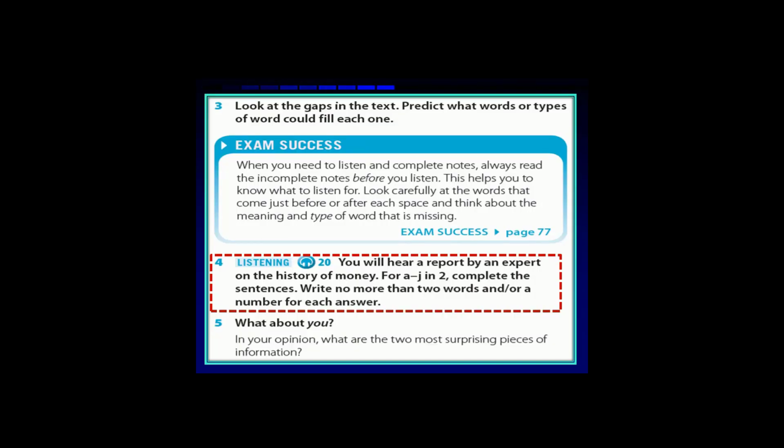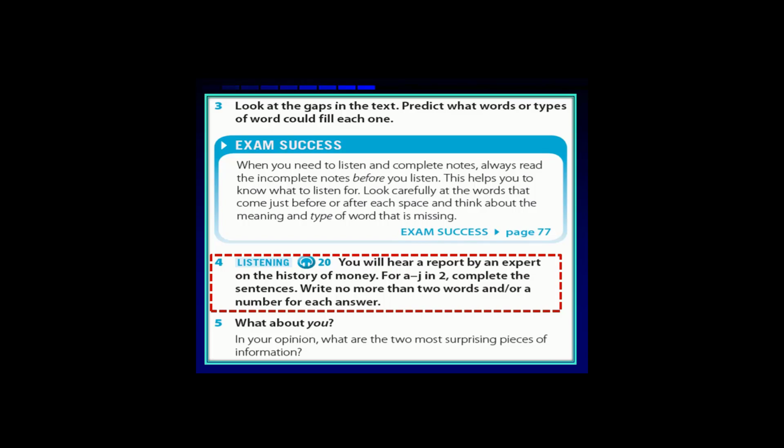Look at the gaps in the text. Predict what words or types of words would fill each one. If you want to succeed in an exam, when you need to listen and complete notes, always read the incomplete notes before you listen. This helps you to know what to listen for. Look carefully at the words that come just before or after each space, and think about the meaning and type of word that is missing.